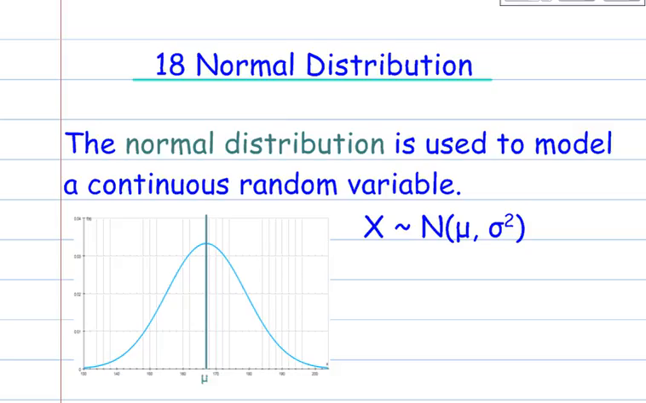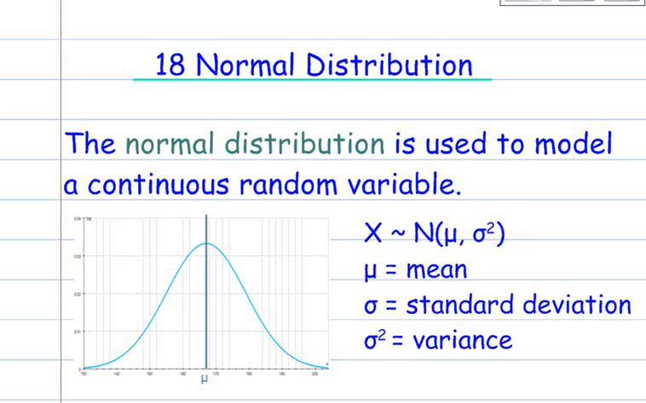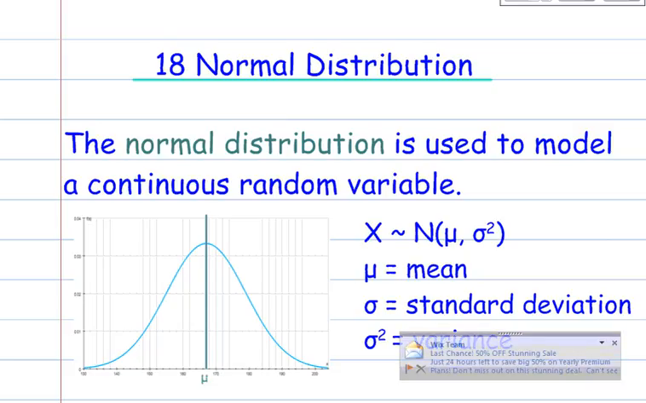The notation is X is distributed normally, and we need the mean, which is mu, and the variance, which is sigma squared, or standard deviation, which is just sigma. Really important that when you're reading a question, you look whether they give you the variance or the standard deviation.